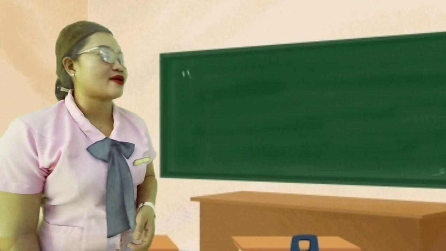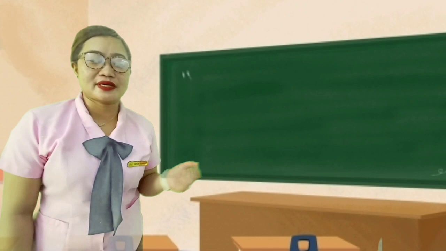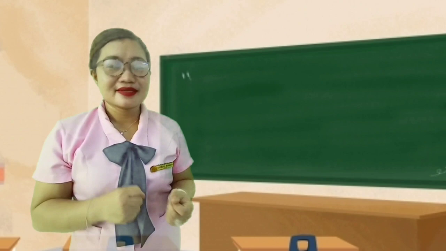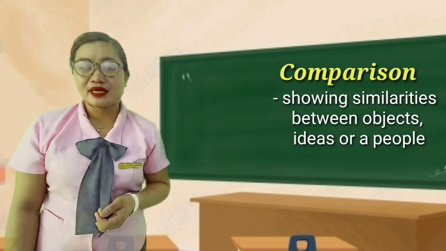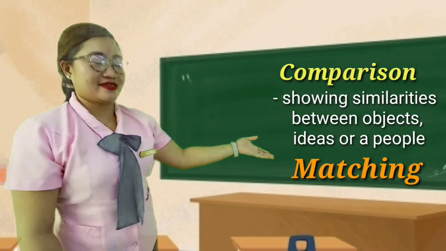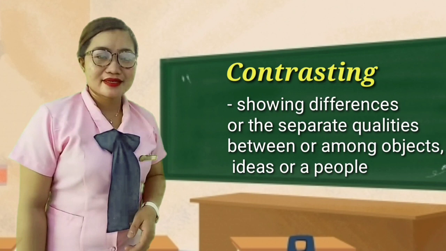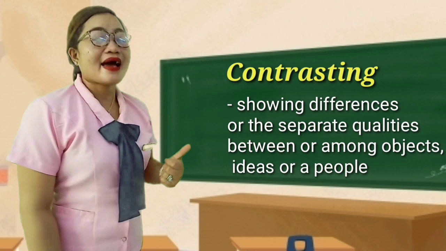Things may be alike because they belong to the same groupings. But there are also ways that they are different. Comparison is showing the similarities between objects, ideas, or people. It is a form of matching. Contrasting is showing the differences or the separate qualities between or among objects, ideas, or people.